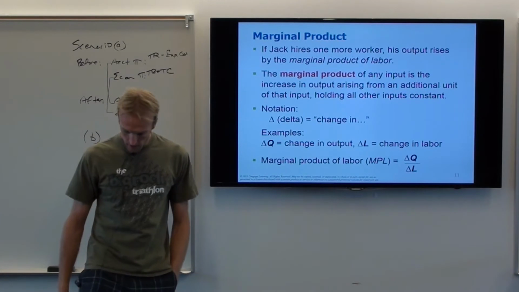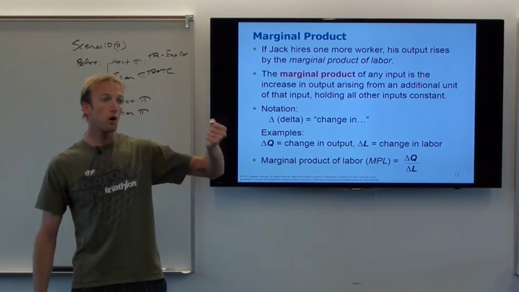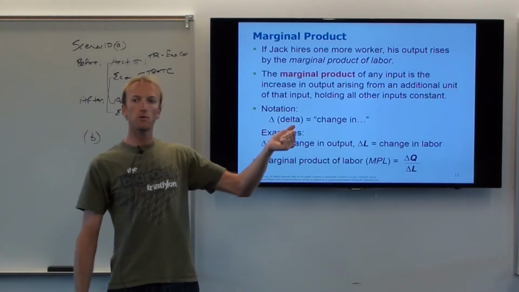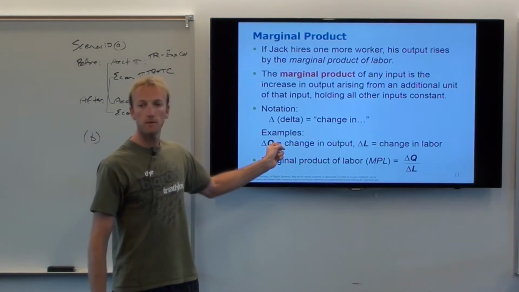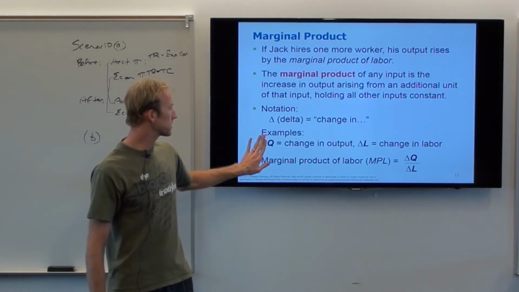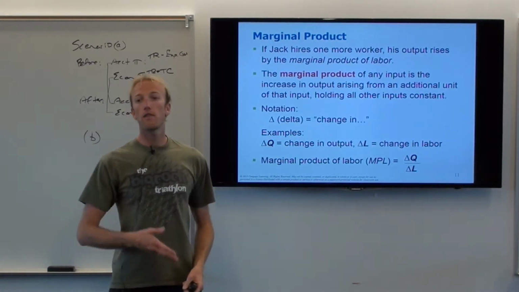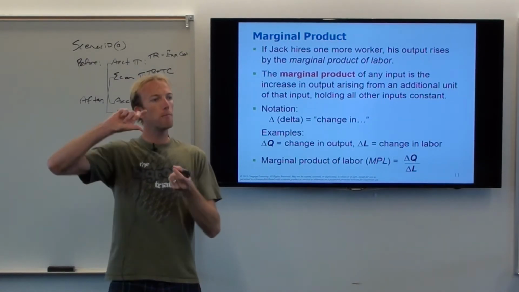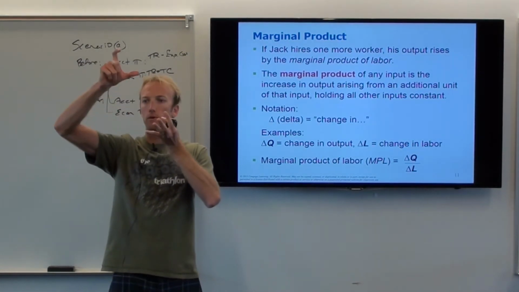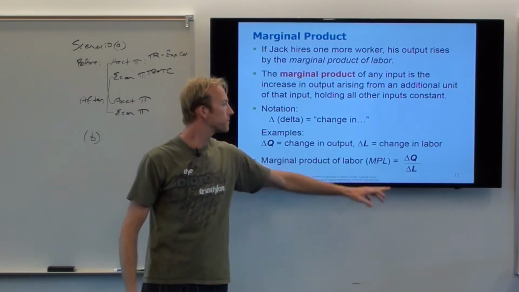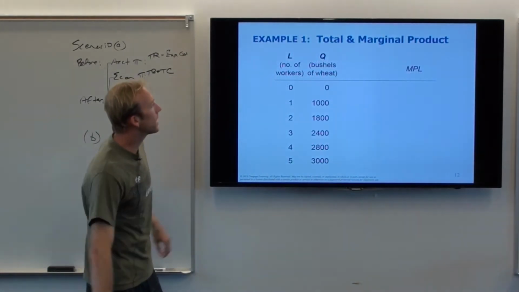Don't get confused about the difference. Total product is the total number of Q being produced. That would not be delta Q; it would just be plain old Q. The marginal product is how much the total product changes when I add 1 more guy, when I change my labor.